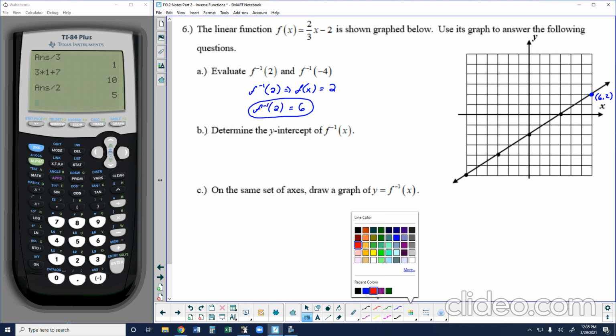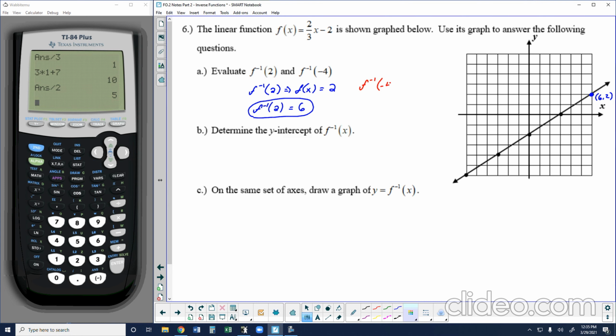See if you can find the inverse of f of -4. So the inverse of f of -4 would correspond to f of x equaling -4. So what we're looking for on the original function is a y value of -4. We can see that point right here. This point would be -3, -4. So the inverse of f of -4 would be -3.